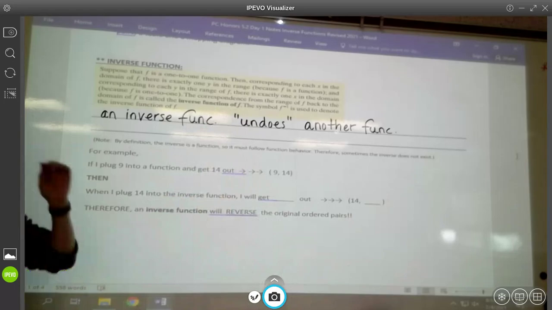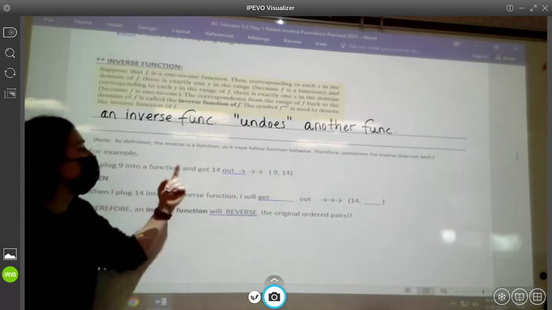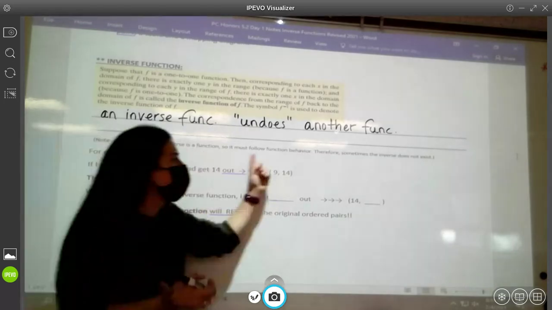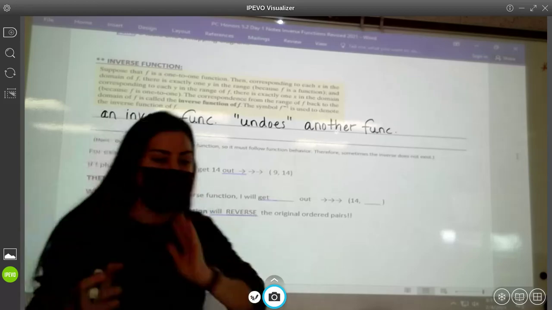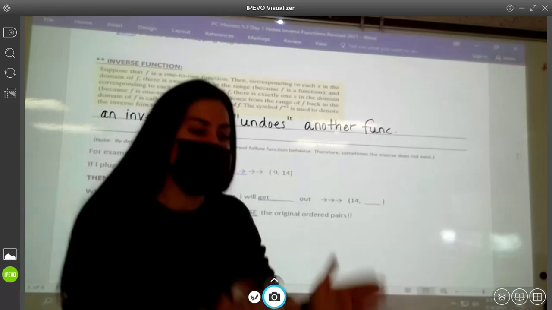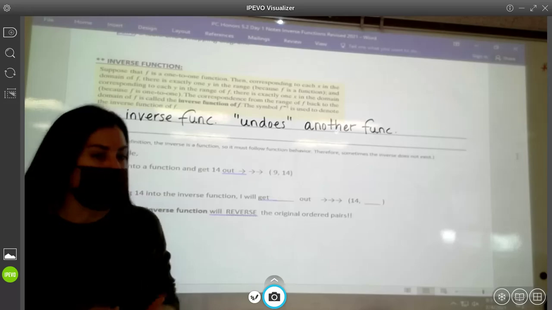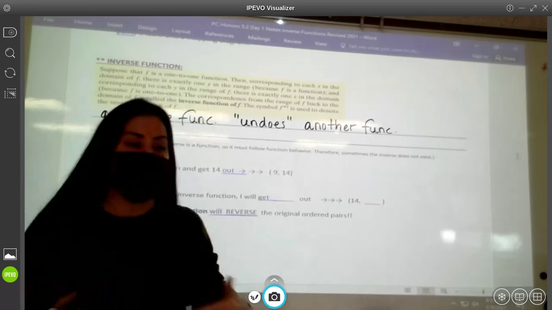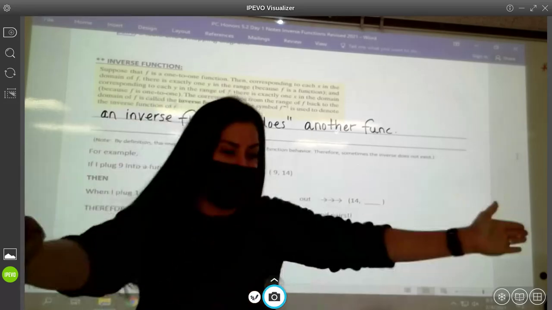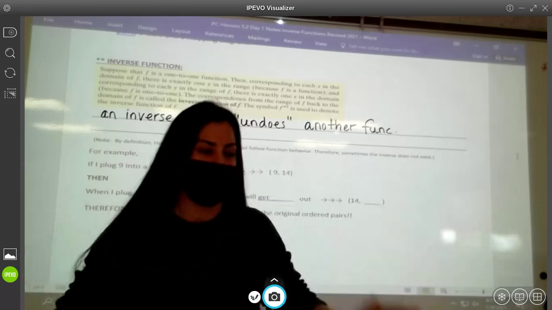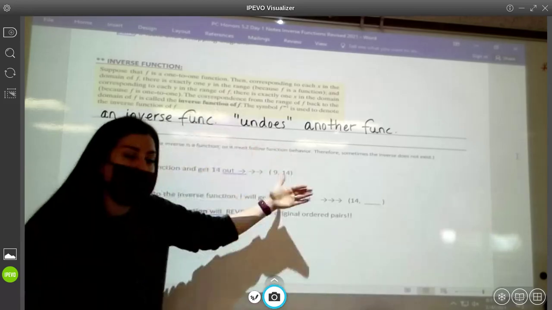And let me just put a little note. By definition, I keep saying that the inverse is a function. So therefore, it must follow function behavior. Specifically, a function says that when one number goes in, only one number could come out. A function would never plug a number in and spit two different outputs out. That's so against what a function does. So your inverse has to behave that way.